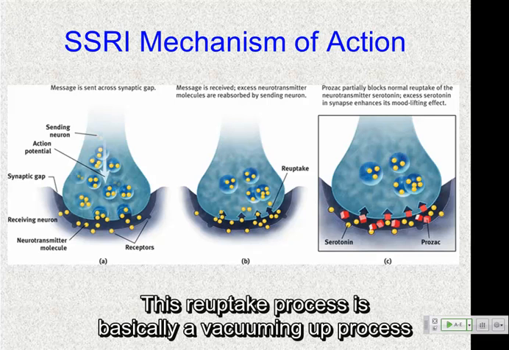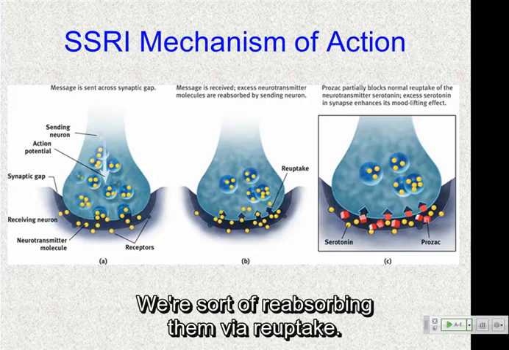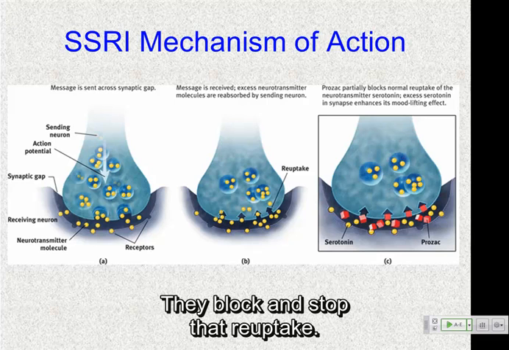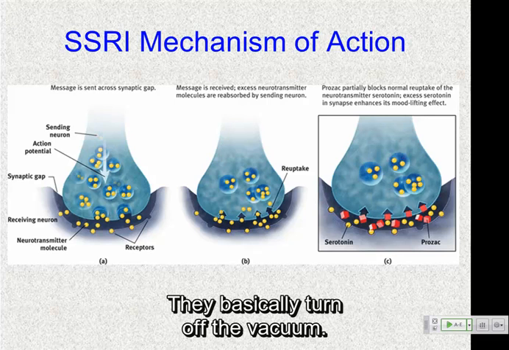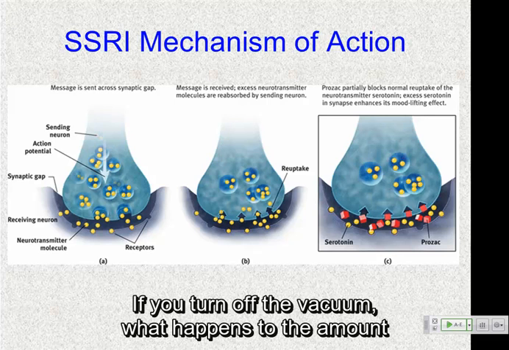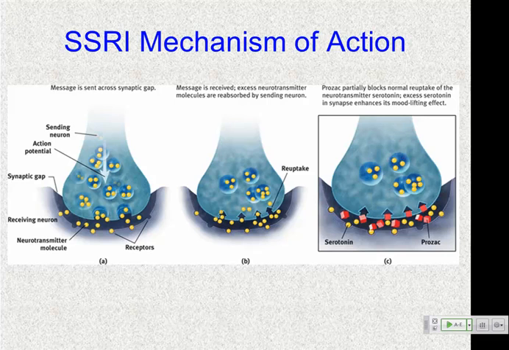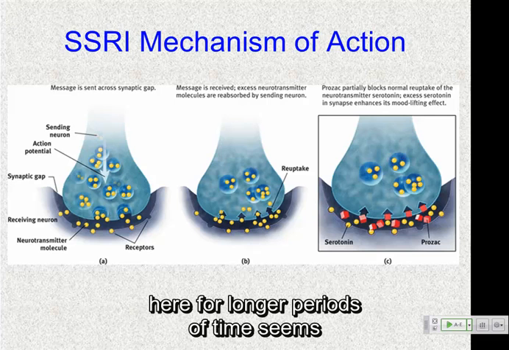This reuptake process is basically a vacuuming up process whereby they return to the presynaptic neuron. Right? We're sort of reabsorbing them via reuptake. Here's what Prozac does. The little red kind of cubic squarish things here, they block and stop that reuptake. Right? So, selective serotonin reuptake inhibitors, they basically turn off the vacuum. If you turn off the vacuum, what happens to the amount of serotonin in the synapse? It increases, right? So the net impact is more serotonin bathing the synapse for longer periods of time.